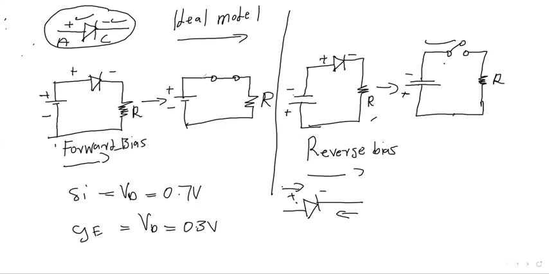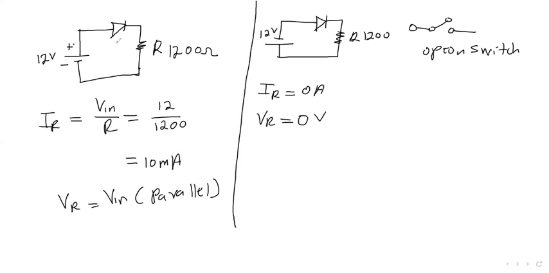That is the ideal model. For the ideal model, a diode is replaced with a switch: for forward bias it is a closed switch, and for reverse bias it is an open switch. So here is a circuit diagram. Now let's check the calculations of a diode in the ideal model.